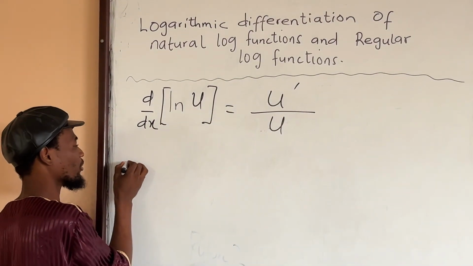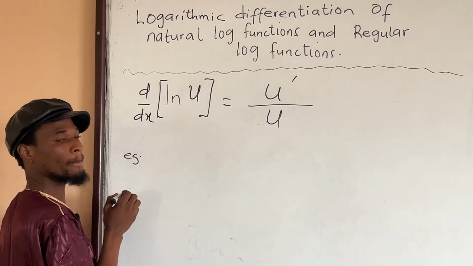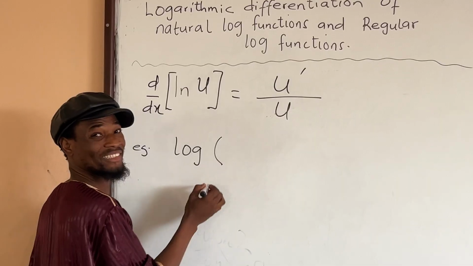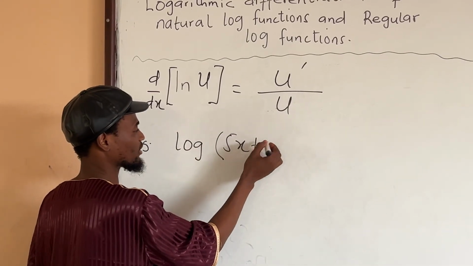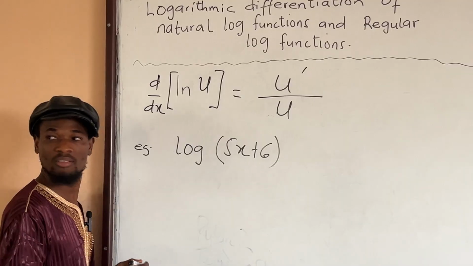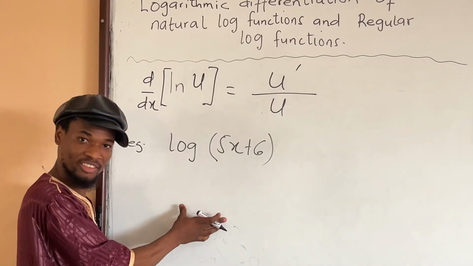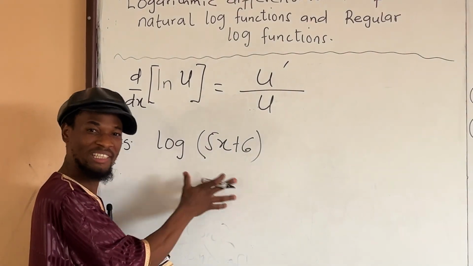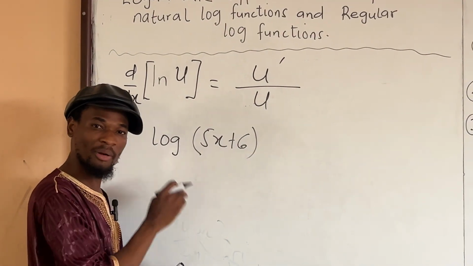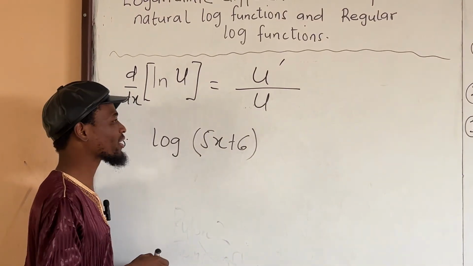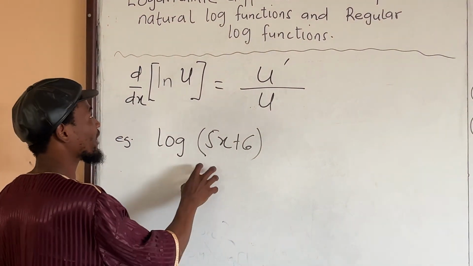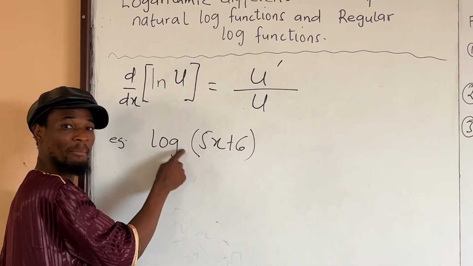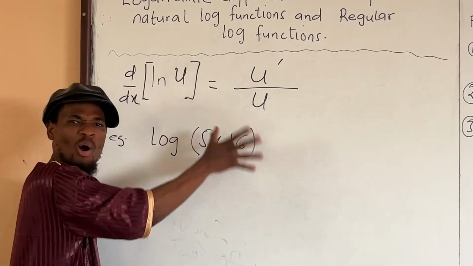So, for example, when you have log of the expression 5x plus, let's say, 6, and you have been told to differentiate, this is very trivial, and I have treated this in detail under logarithmic differentiation. So this is what we call the natural logarithm functions, the ones without the bases, those are the normal ones.